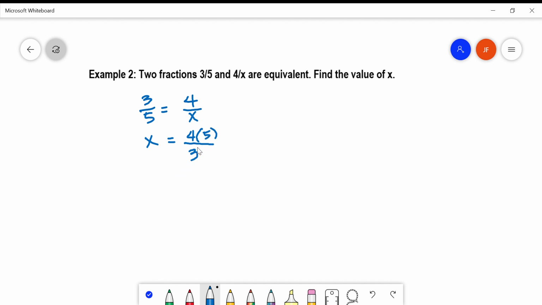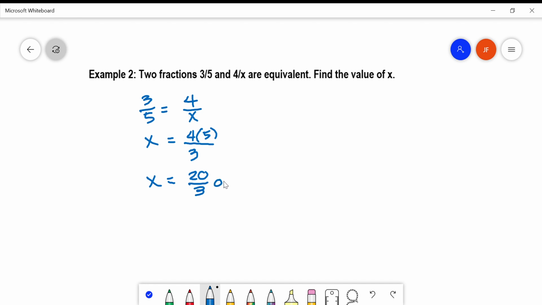Okay, so let's see if we can cancel here. So 5 and 3 have no common factors because they are both prime. Although 4 is a composite number, comparing 4 to 3, they have no common factor. So we are going to directly multiply. Okay, that's 4 times 5, 20, okay, over 3.